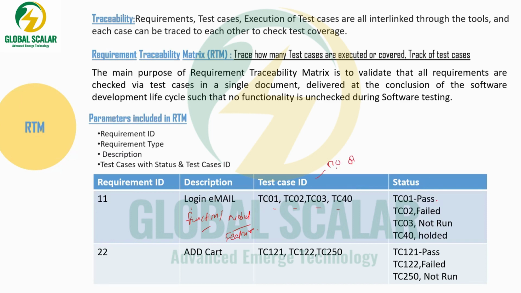Okay, and for each and every test case we'll have a status: failed, passed, not run, hold, and such things, which gives the status. Like this, the traceability will be maintained as a part of the test engineer's work.